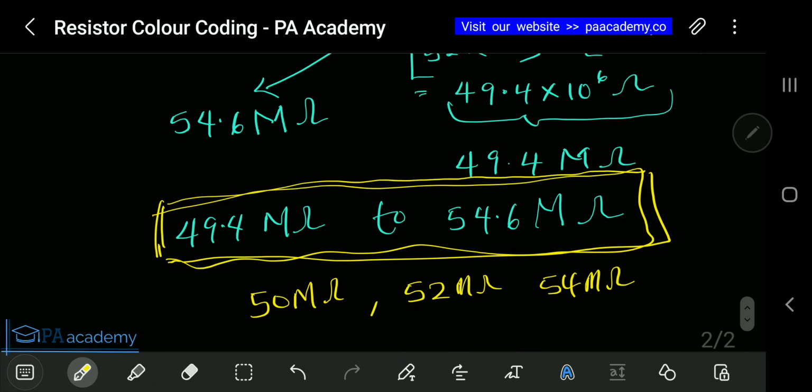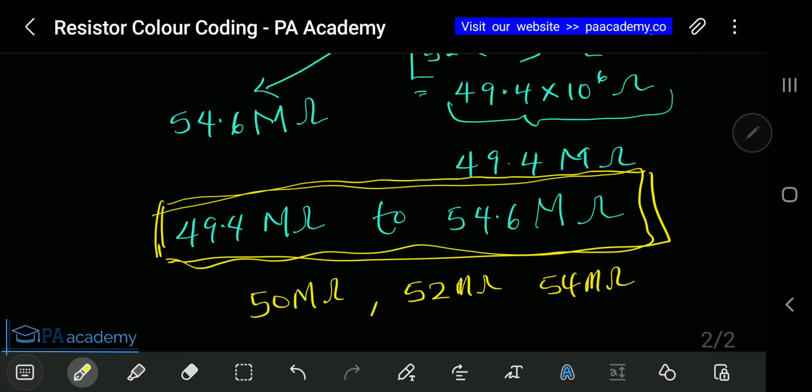And like I said earlier, the range of value of that particular resistor is telling you that this resistor can serve the purpose from this range to this range, like I explained here. Are we good? Alright, so that is it on this particular video on resistor color coding.